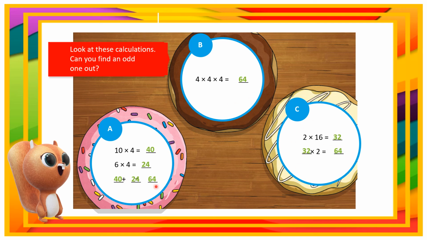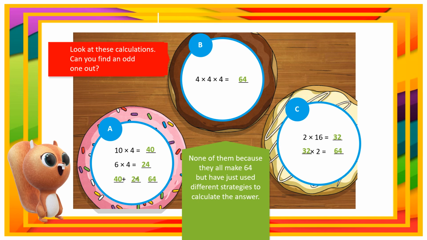So, which is the odd one out? Is there any odd one out? None of them. No, there is no odd one out. They all make 64, but have just used different strategies to calculate the answer. So there is no odd one out because each one of them gives us a product of 64. Well done if you thought this as well.